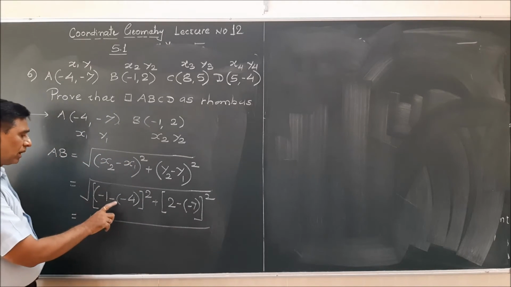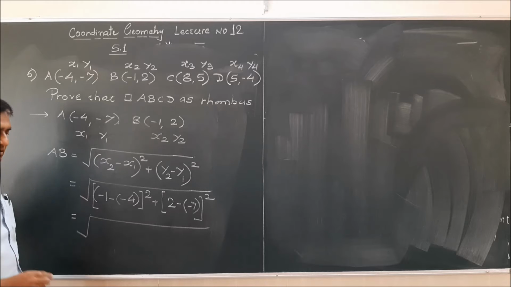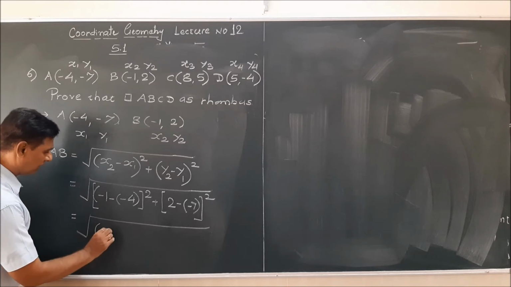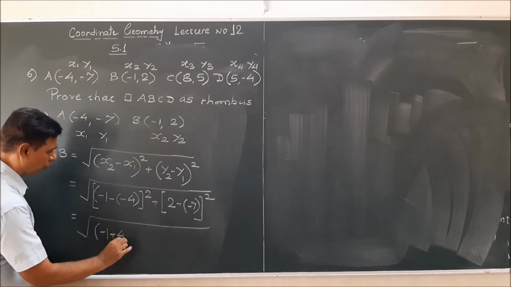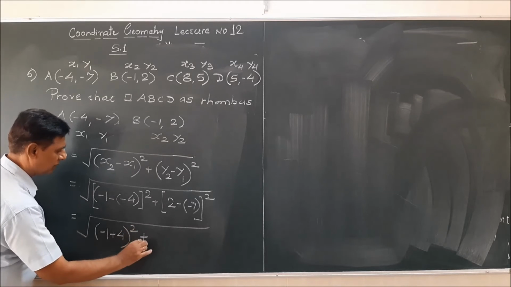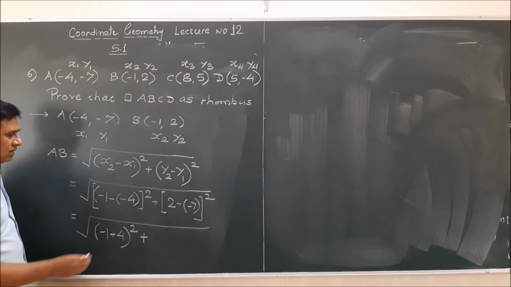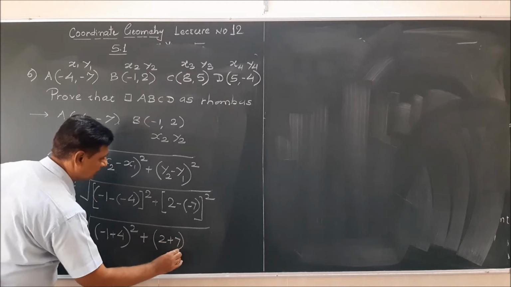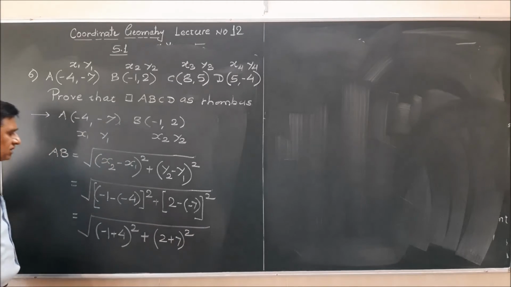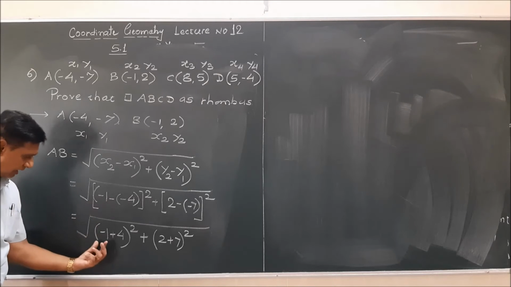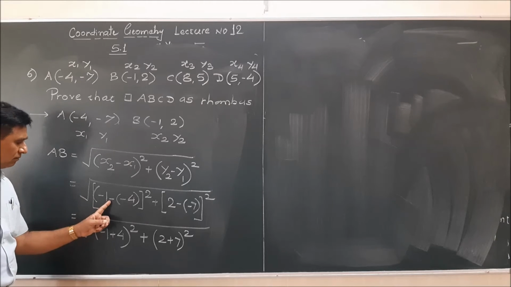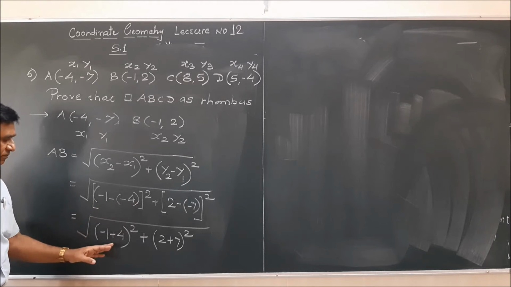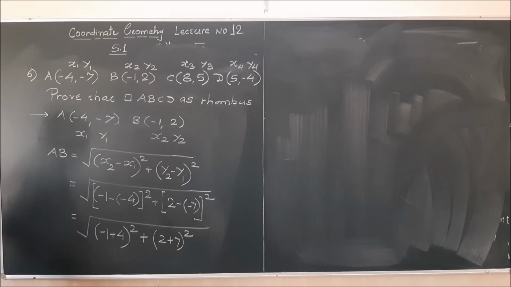That will give us the next thing as -1 minus into minus is plus, so -1 plus 4, the whole square, plus 2 plus 7, the whole square. Try to understand again. -1 as it is, minus into minus is plus, so 4 minus 1 the whole square, and 2 plus 7 the whole square.